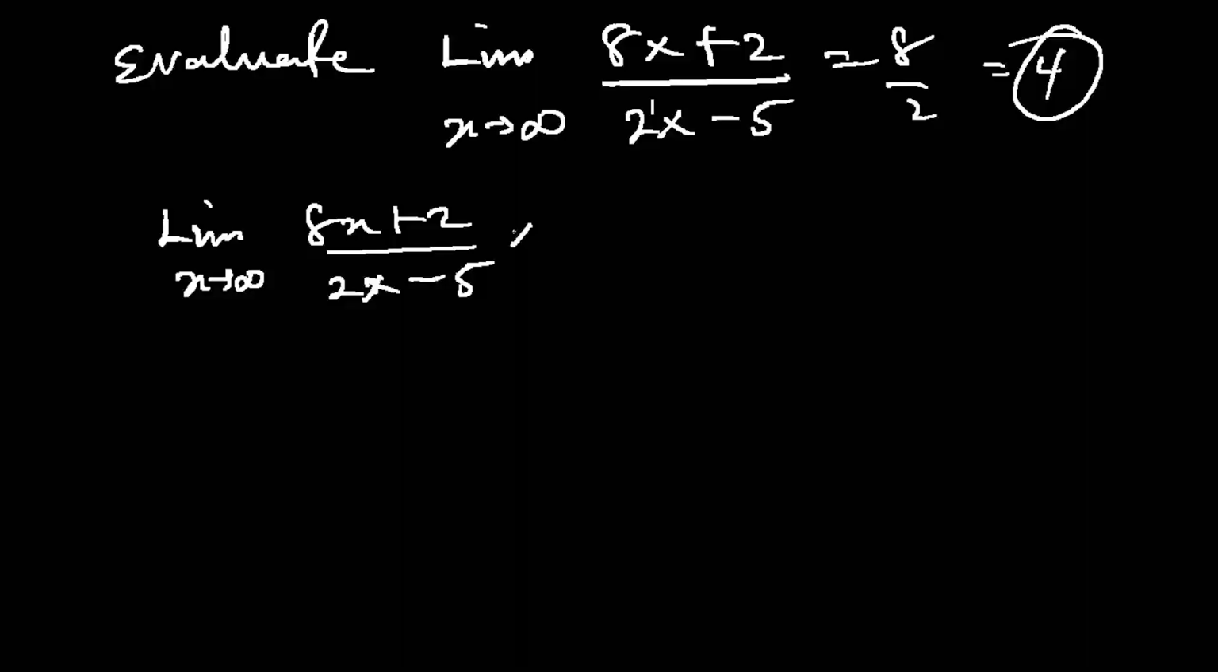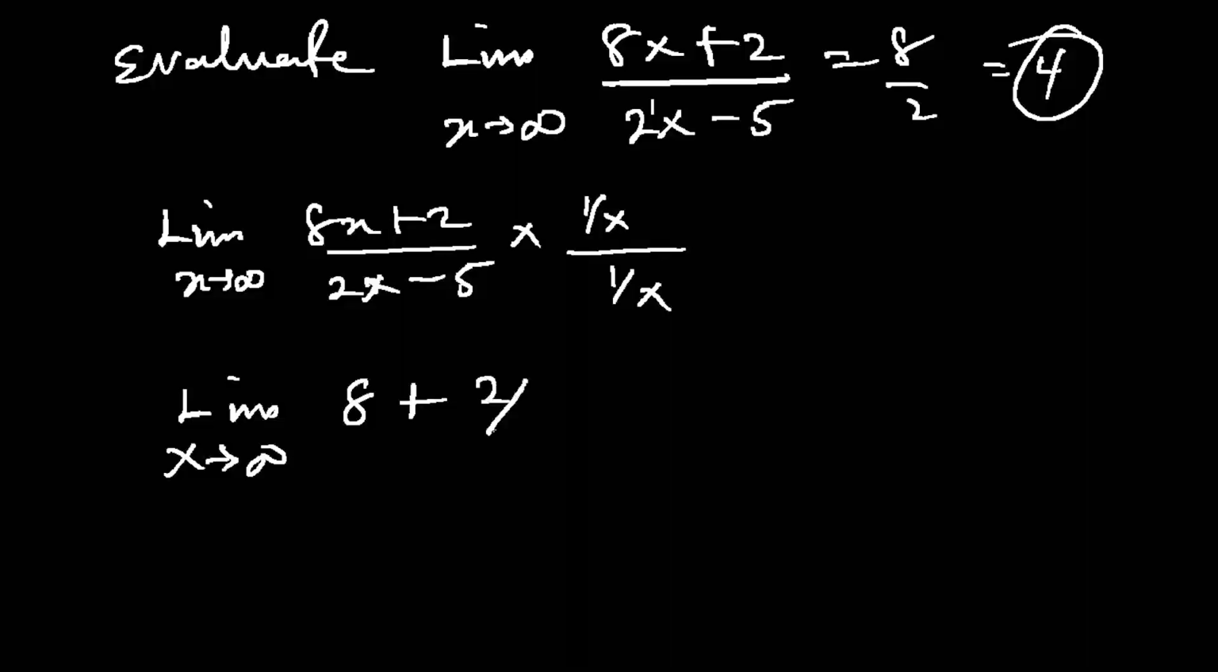So that means I have to multiply both numerator and denominator by 1 over x. If I do that, I will have the limit as x tends to infinity of 1 over x times 8x, that will give us 8, plus 2 over x. Am I right? Then divided by 2 minus 5 over x.